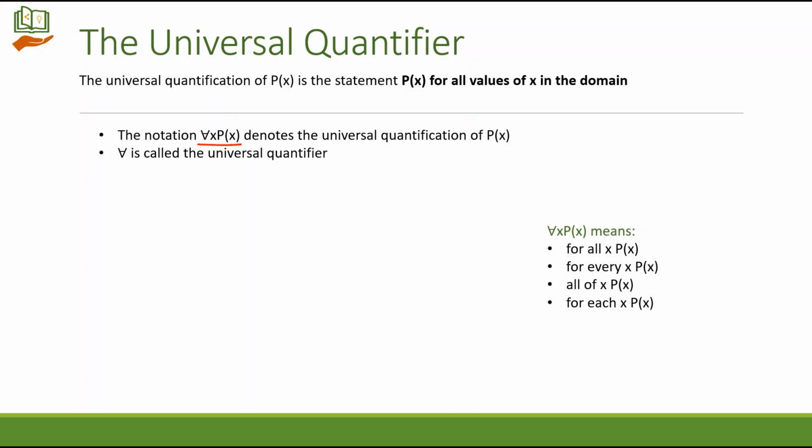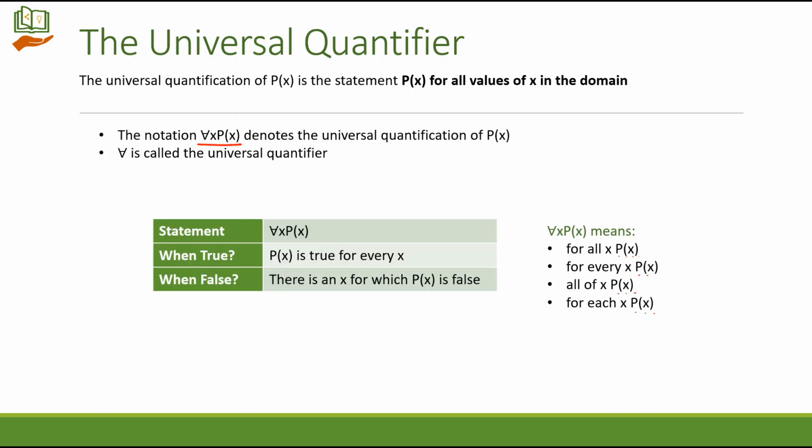For all x p of x means what are the different kinds of terms? For conditional statements in propositional logic, we saw many ways of expressing the same statement. If then, if p then q, q if p, we have seen many things. Similarly, for all x p of x can be expressed as for every x p of x, all x p of x, for each x p of x.